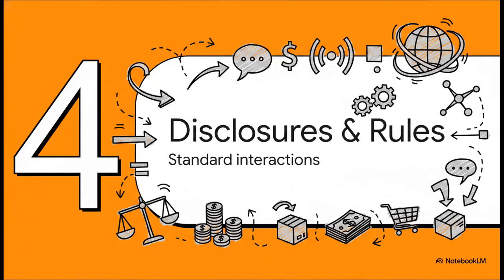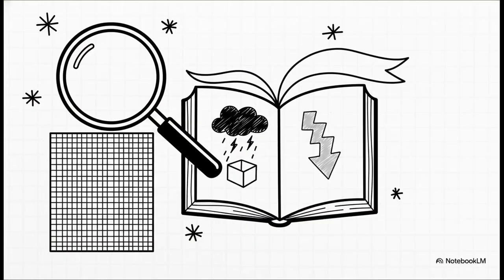Section 4. Disclosures and standard interactions. The disclosure requirements here are quite detailed. If policies are chosen, then disclose the cost formulas used. If carrying amounts exist, then categorize them, splitting out raw materials versus finished goods. But here's the fascinating part.